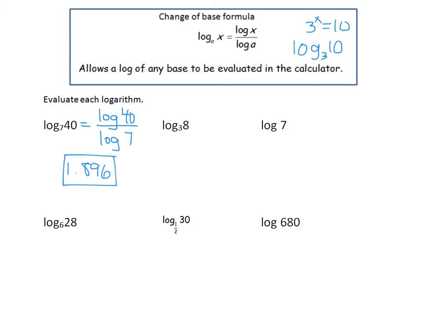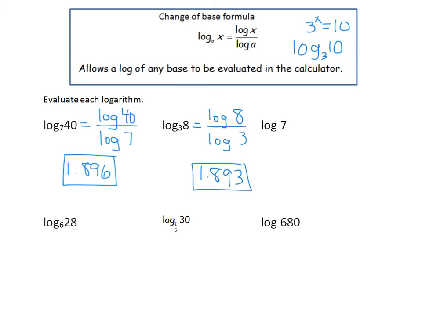Well, log base 3 of 8, we can't do a log with base 3 on our calculator, so we're going to change it to log base 10 of 8 over log base 10 of 3. And if I compute log of 8 over log of 3, we get 1.893. Wow, very similar answer to the previous one.